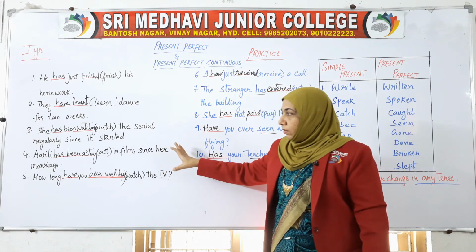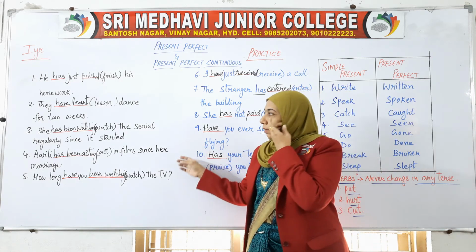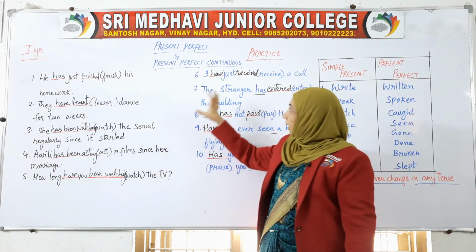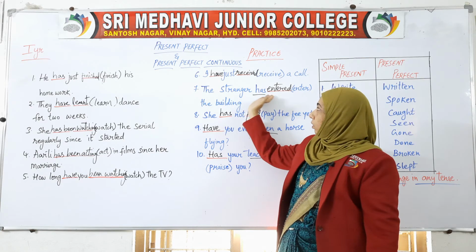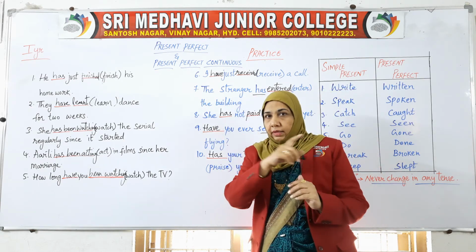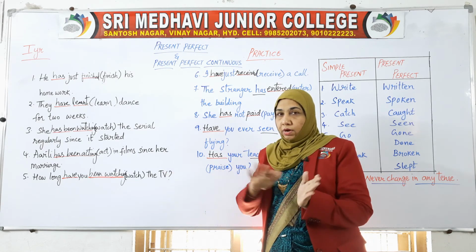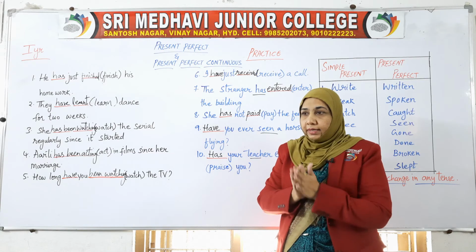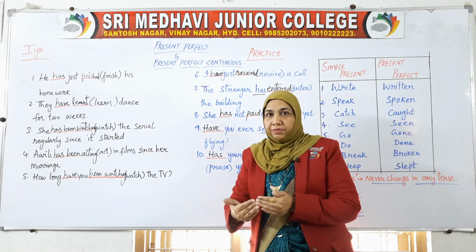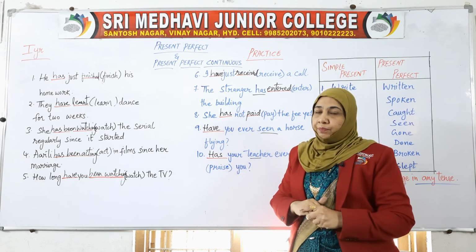I have given a few of the examples. Normally in the examination they give like this only. Sometimes they don't give the stranger only a blank, then in the bracket, entered the building just now. So you have to read the whole sentence, then you have to understand that it is about the present perfect tense, just now, because of which you have to add has entered.